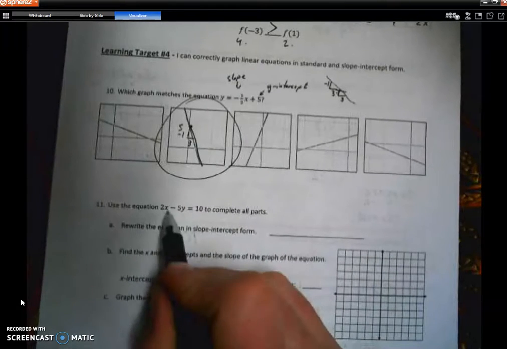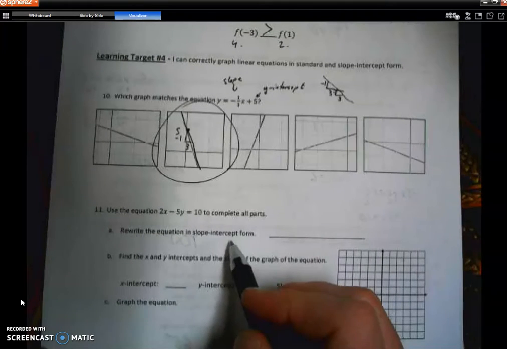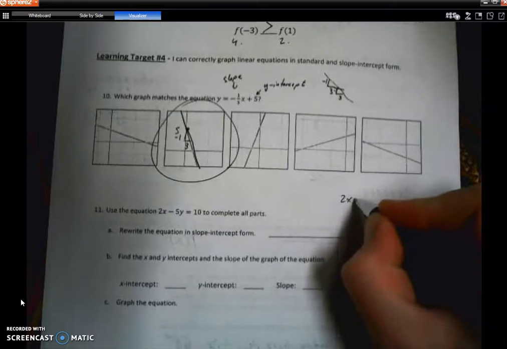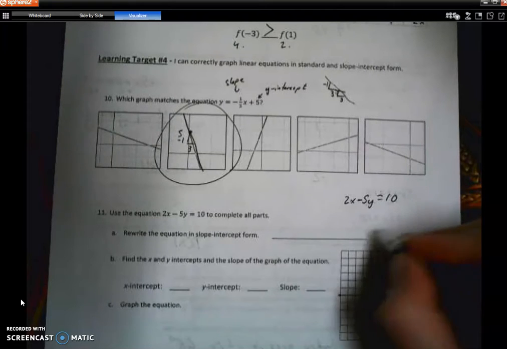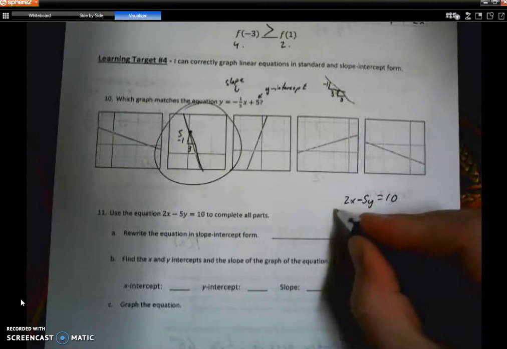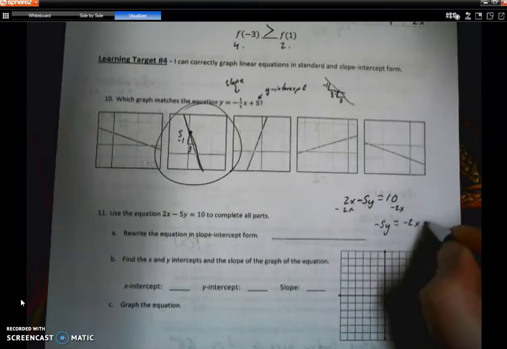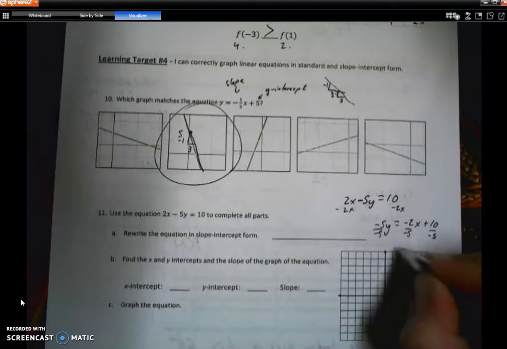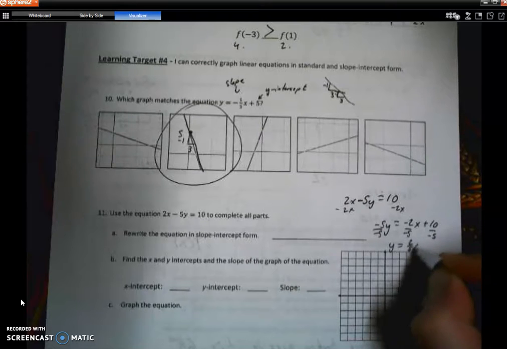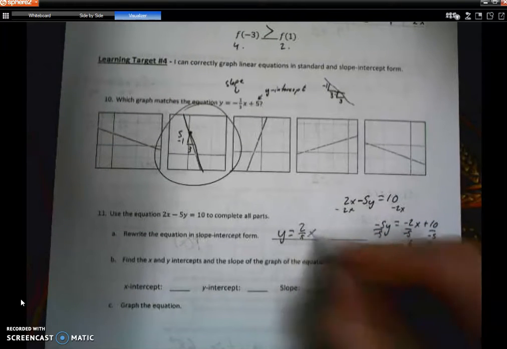Use the function 2x minus 5y equals 10 to complete all the parts. Rewrite the equation in slope-intercept form. Well, remember, any equation like 2x minus 5y equals 10 can be written in slope-intercept form if you solve it for y. So we need it to be y equals. I'm going to subtract 2x from both sides. I get negative 5y equals negative 2x plus 10. I then divide everything by negative 5, and I get y equals 2/5 x, because two negatives make a positive, minus 2. So y equals 2/5 x minus 2.